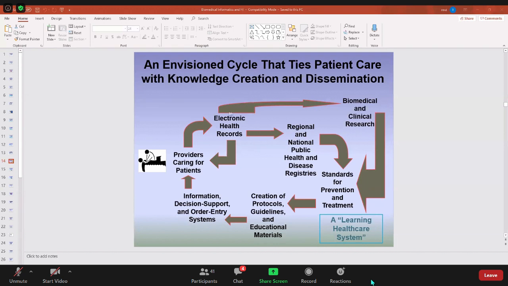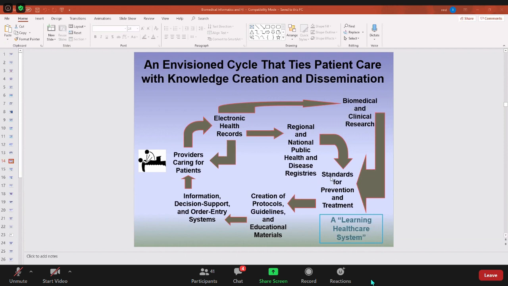In terms of this component, it also serves as public health informatics, because the data acquired from patients, their responses to drugs, and the demographics all serve public health informatics. That is where the regional and national public health disease registries come from, and subsequently this component will serve the MOH and others to provide standards for prevention and treatment.